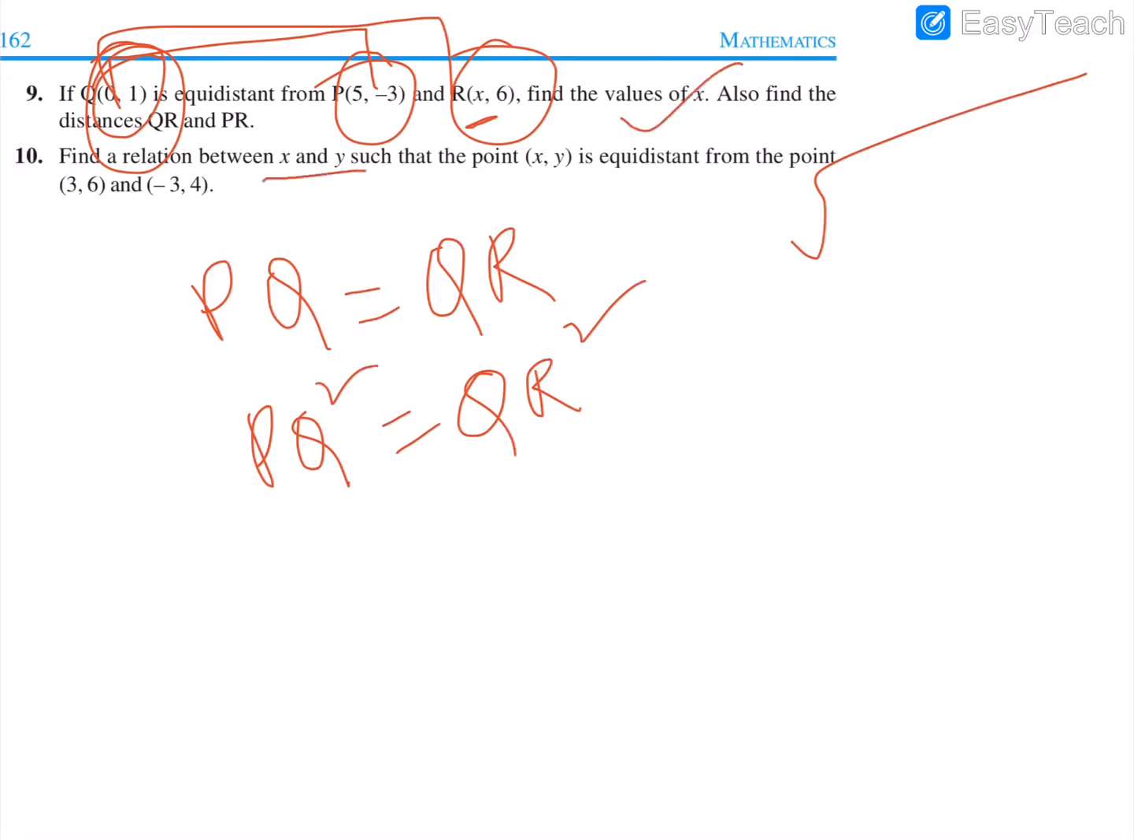Similarly, find the relation between x and y such that the point x, y is equidistant. So here also AP is equal to BP, AP square is equal to BP square. We have done an example in this way also. So this way you can solve questions of exercise number 1.